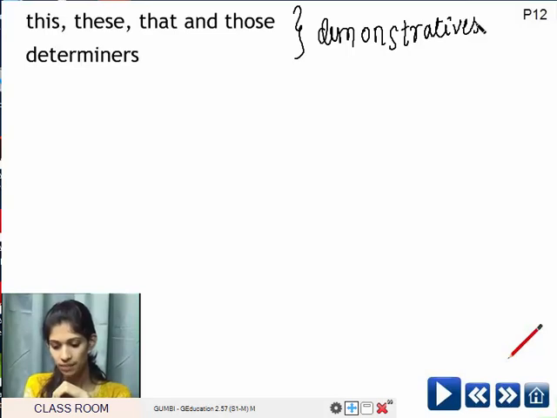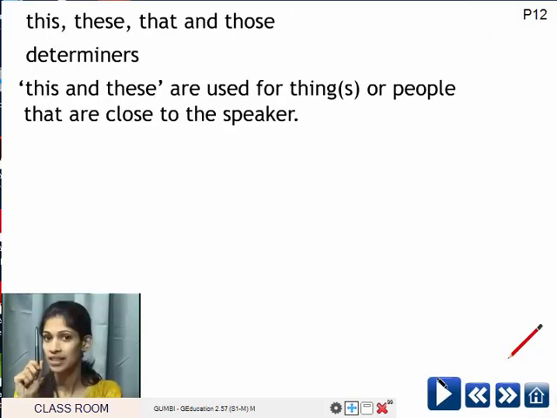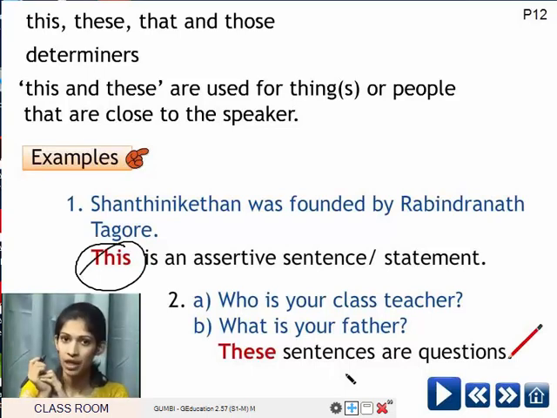Now look at these words, children. This, these, that and those. These are also determiners. We call them demonstratives. So demonstratives are also used as determiners. When do we use this and these? Yes, this and these are used for the things or the people that are close to the speaker. This is my pen. That is your pen, right? Yes, these are my pens. Very good. Those are your pens. These is the plural form of this.